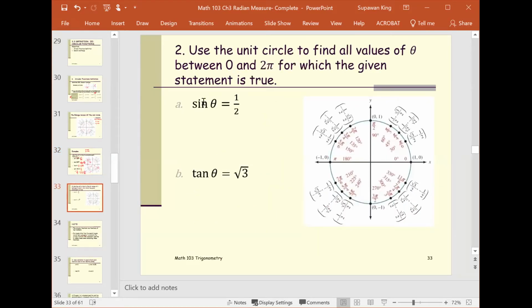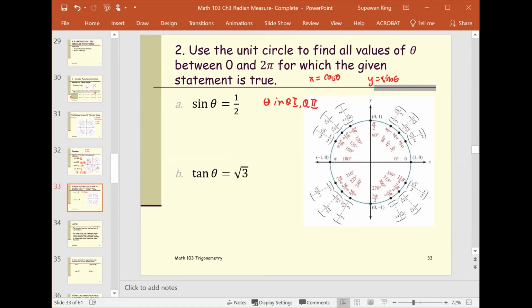Example 2. Use the unit circle to find all values of theta between 0 and 2 pi for which the given statement is true. Recall the x is the cosine of an angle theta, and the y is the sine of an angle theta. Part A. Sine of theta equals 1 over 2. The sine of theta is positive, and angle theta will be in quadrant 1 and quadrant 2.